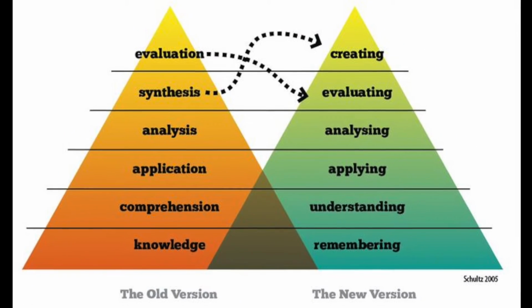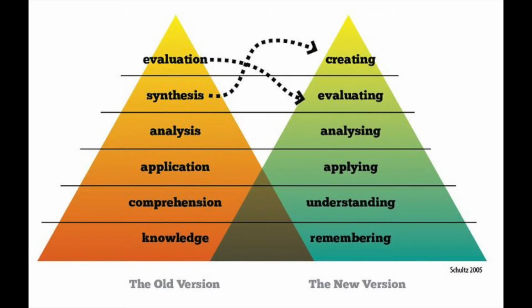As you can see, both versions are comprised of 6 levels of thinking. The highest levels of thinking can be found on the top of the triangles, while the lowest levels of thinking can be found at the bases.